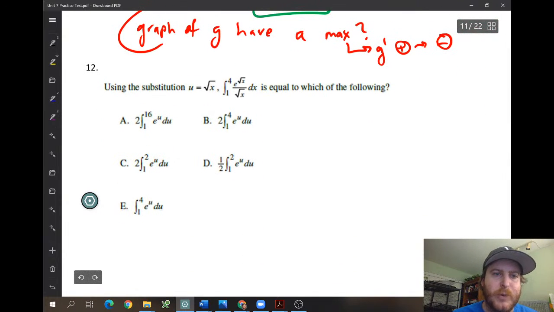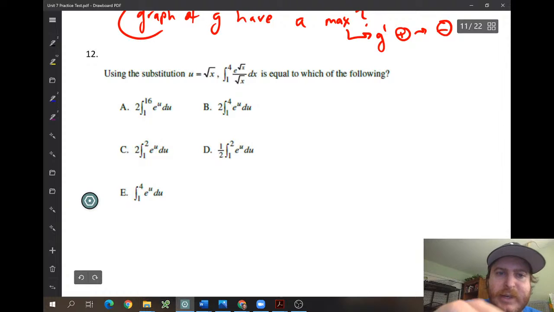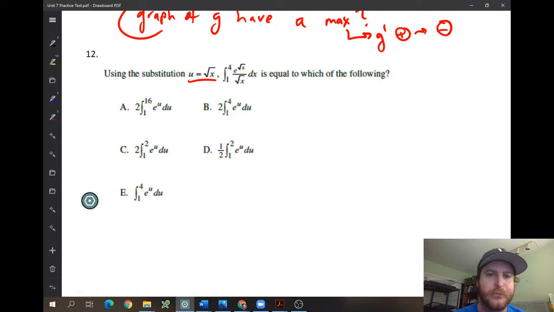Number 12 is a super, super common multiple choice question. It's definitely going to be something that I ask you on your exam. What they do is they give us a substitution and then they ask us to perform it. Now, the best advice I can give you if you get stuck is to remember to plug in your points.